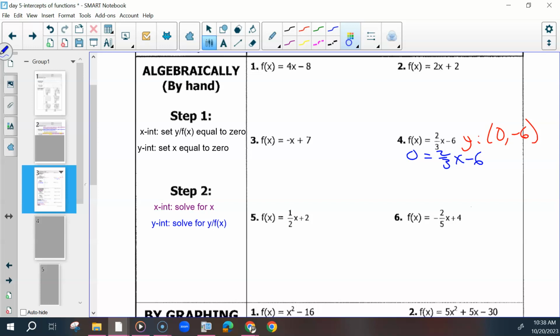So how would we start solving this? You would start by adding space. By doing what, Darren? Adding 6.